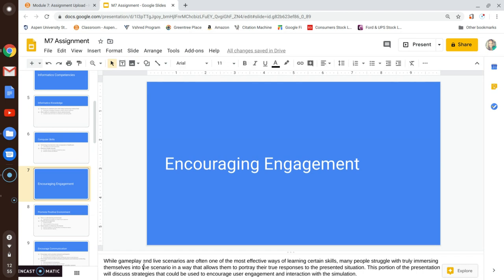While gameplay and live scenarios are often one of the most effective ways of learning certain skills, many people struggle with truly immersing themselves into the scenario in a way that allows them to portray their true responses to the presented situation. This portion of the presentation will discuss strategies that could be used to encourage user engagement and interaction with the simulation.